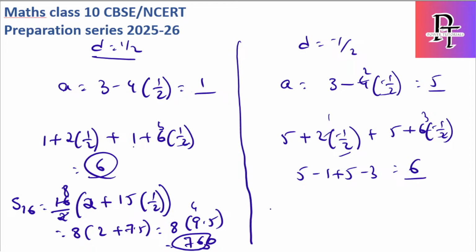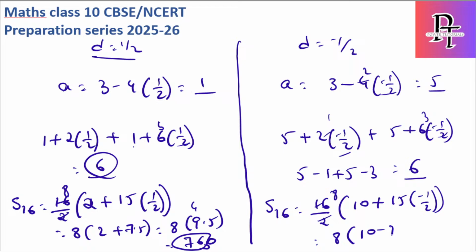What about here? The sum of 16 terms: 16 by 2 into 2 into a, which is 2 into 5 is 10, plus n minus 1, which is 15, into the d value, minus 1 by 2. So 2 eights are 16. Here it will be 8 into 10 minus 7.5, so 8 into 2.5, and here I got the value 20, whereas there I got the value 76. So you have to write both the values, saying that for d is 1 by 2 and a as 1 I got this value, and for d is minus 1 by 2 and a as 5 I got this value.